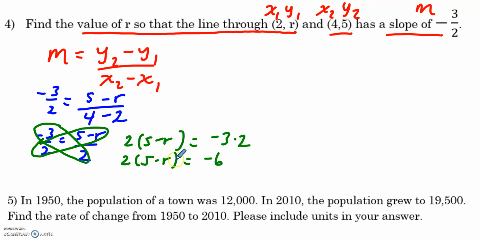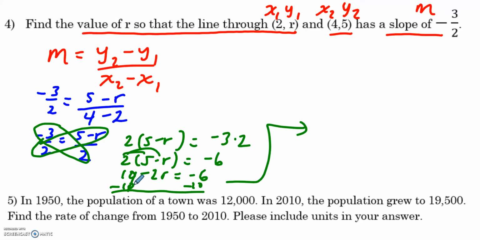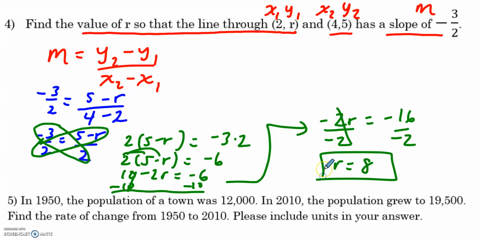Here, you could choose to distribute or just divide both sides by 2, whichever one you prefer. So this would be 10 minus 2r equals negative 6. Subtract the 10 if you chose to distribute. I'll bring my work up here. We would now have negative 2r equals negative 6 minus 10, or negative 16. We can divide both sides by negative 2 and get that the r value is positive 8.